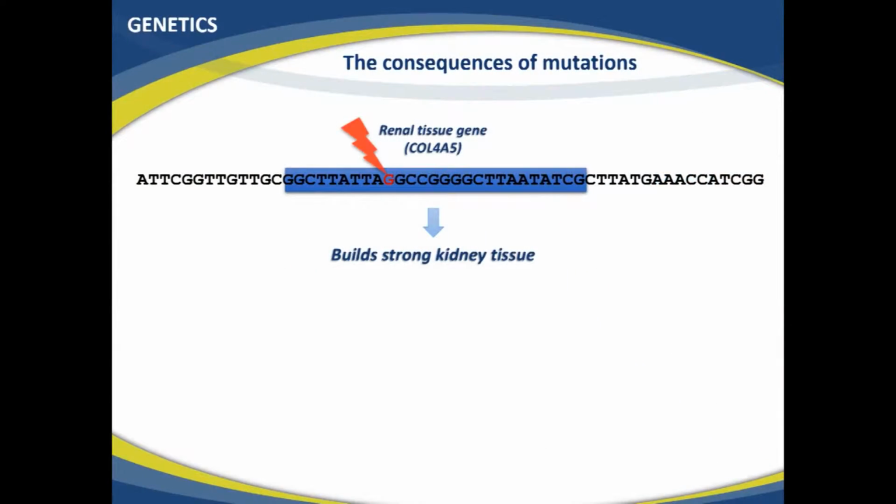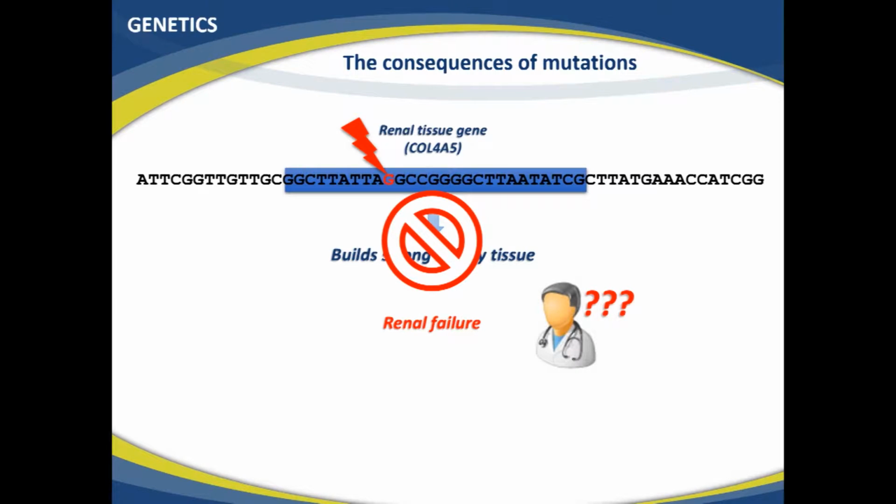The other parts also have some importance, but most of these variations have no impact on a person's health. However, if one of these mutations happens within a gene, it can disrupt the function. And then we lose the information of how to build strong kidney tissue. And in the case of this gene called 4A5, the person will have progressive renal failure. So the kidneys start to fail. A doctor will see progressive renal failure in usually a young person and will ask, why is this happening?